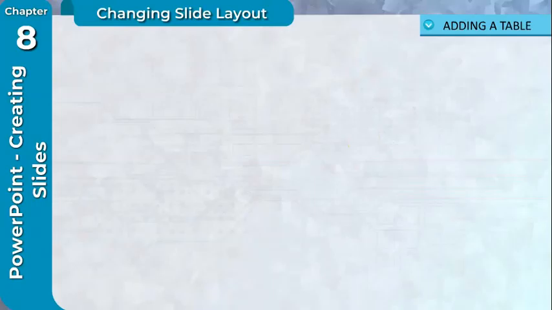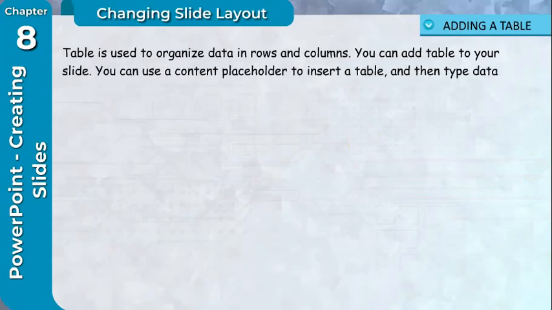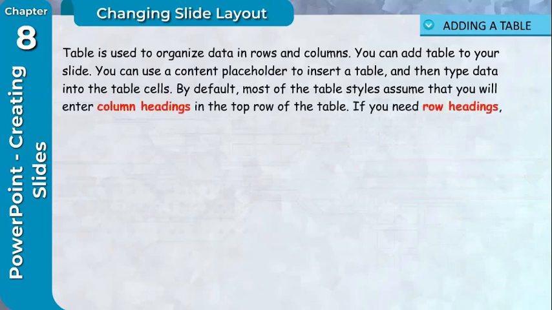Adding a table. Table is used to organize data in rows and columns. You can add table to your slide. You can use a content placeholder to insert a table and then type data into the table cells. By default, most of the table styles assume that you will enter column headings in the top row of the table. If you need row headings, add an extra column to hold them.